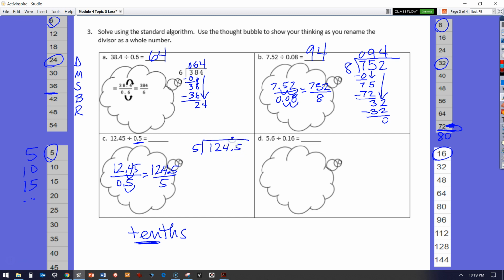Our decimal goes up here. Make sure your decimals are aligned. These place value units have to be lined up. If you need to, you can do something like this.